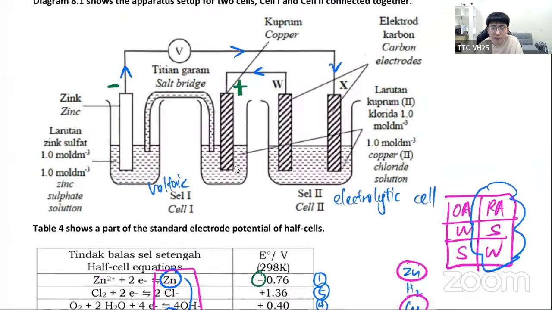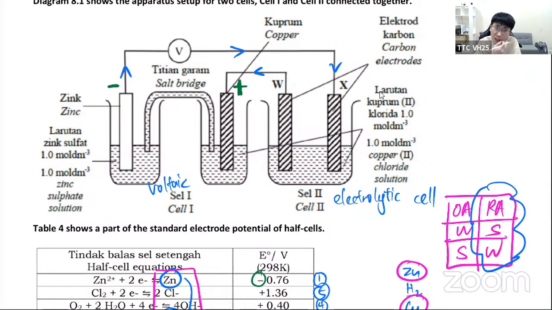Just like I say here, on the left side zinc is negative, your copper is positive. So what we have from here is the negative terminal and the positive terminal. This terminal from here, we have W and X on the other side. So now on the other side, W and X, who is positive, who is negative?